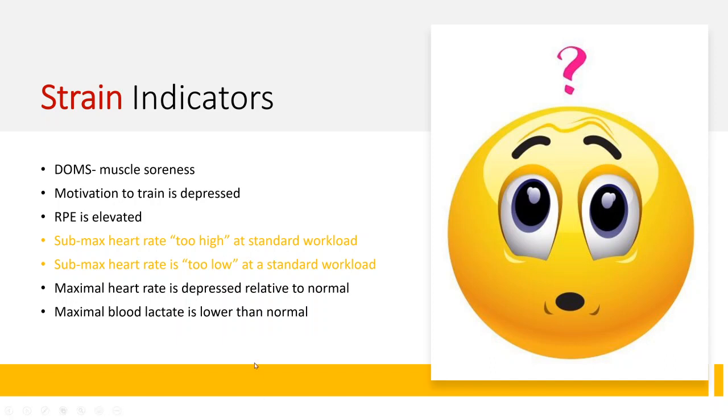You may also see that maximum heart rate is lower. If you're trying to do high intensity intervals, you're missing a gear, you can't get up to max heart rate. And then you may also see that your maximum blood lactate, if you're doing hard, high intensity bouts, actually goes down. You can't actually get that really high power output for 30 seconds and so forth. All of these are indications of a strain response to the training that's been going on.